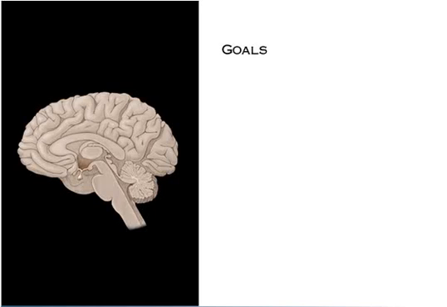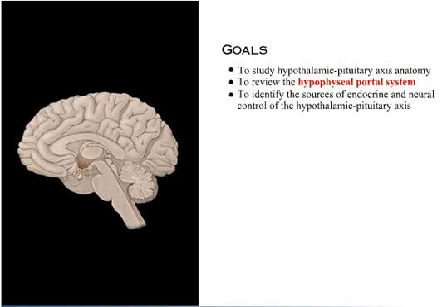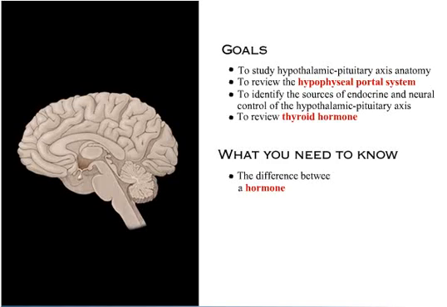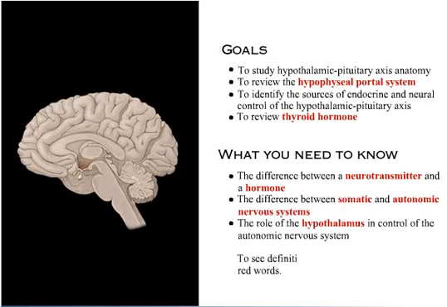Your goals for learning are to study hypothalamic pituitary axis anatomy, to review the hypophyseal portal system, to identify the sources of endocrine and neural control of the hypothalamic pituitary axis, to review thyroid hormone. Here's what you need to know: the difference between a neurotransmitter and a hormone, the difference between somatic and autonomic nervous systems, the role of the hypothalamus in control of the autonomic nervous system. To see definitions of terms, click the bold red words.